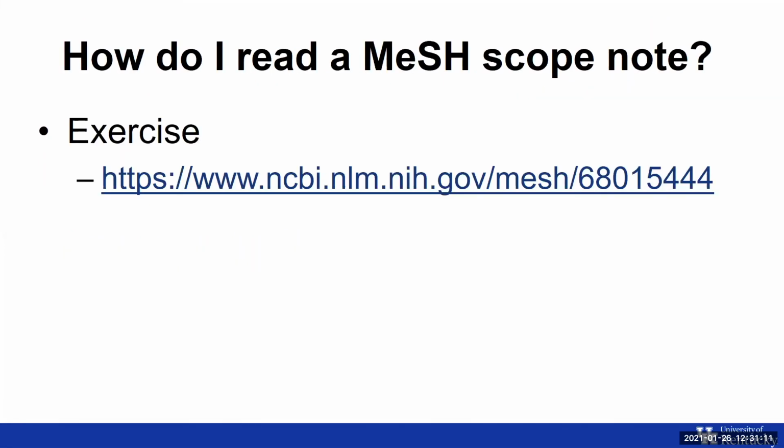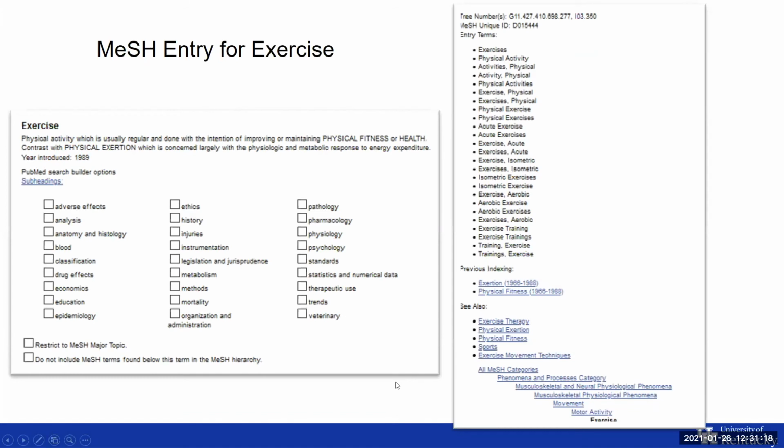Okay, how do I read a MeSH scope note? So we're going to go to a MeSH scope note. Here is an example of what you'll find when you're searching the MeSH database. For example, if you search exercise in the MeSH database, you will see exercise, and then you will see the definition right below it. I always recommend to really read these definitions and make sure the database is interpreting the word the same way you and your field are interpreting the word.